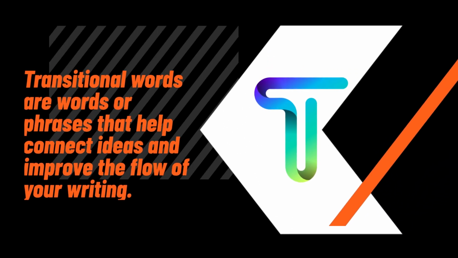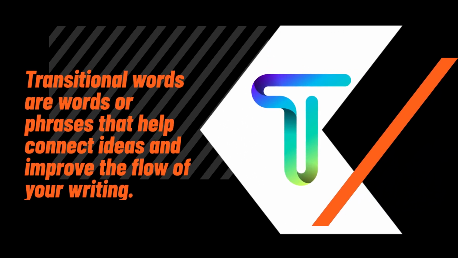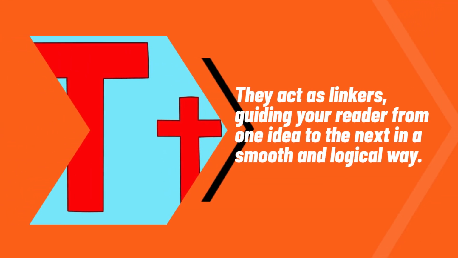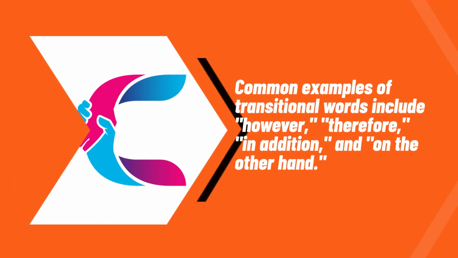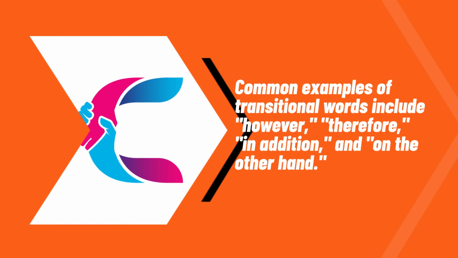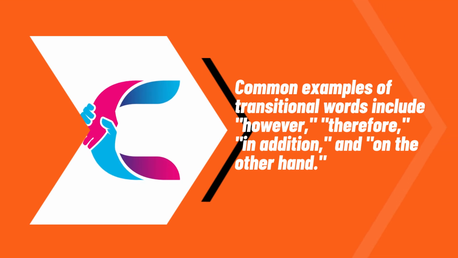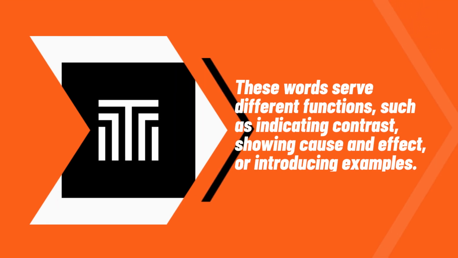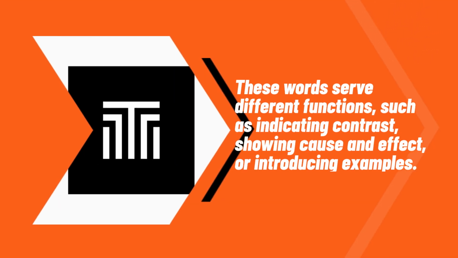Transitional words are words or phrases that help connect ideas and improve the flow of your writing. They act as linkers, guiding your reader from one idea to the next in a smooth and logical way. Common examples of transitional words include however, therefore, in addition, and on the other hand. These words serve different functions, such as indicating contrast, showing cause and effect, or introducing examples.